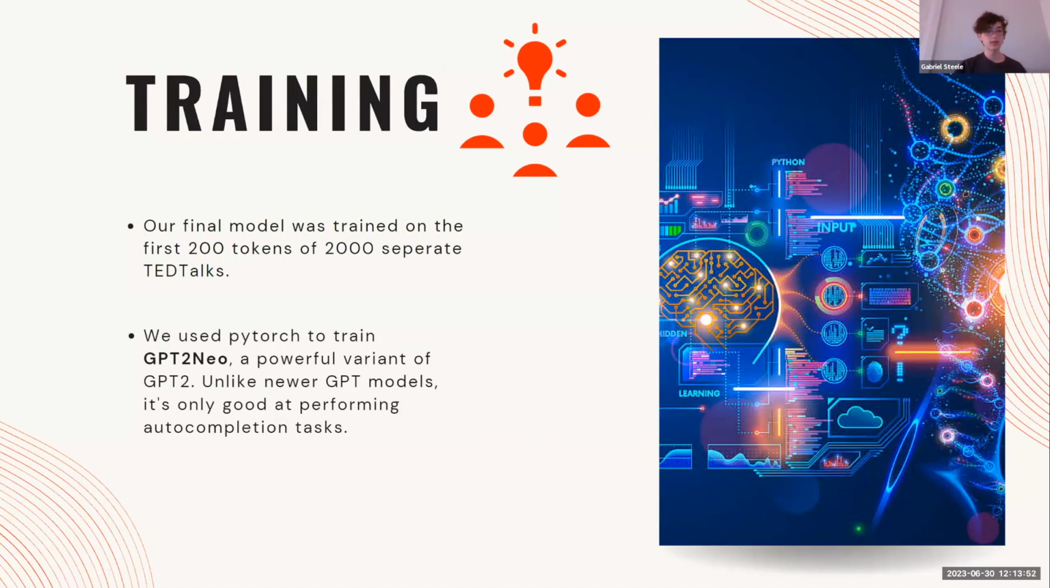While training, we took the first 200 tokens of each of those TED Talks and fed them into the model, which is GPT-2 Neo, a variant of GPT-2. We had to include the title in natural language at the start of every TED Talk because GPT-2 is an auto-completion model. Unlike newer models like GPT-3, you can't ask it questions. You have to complete text.